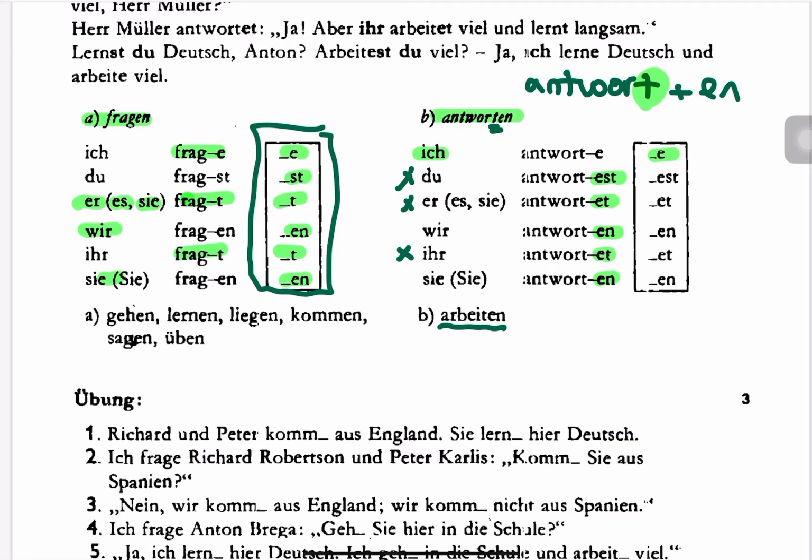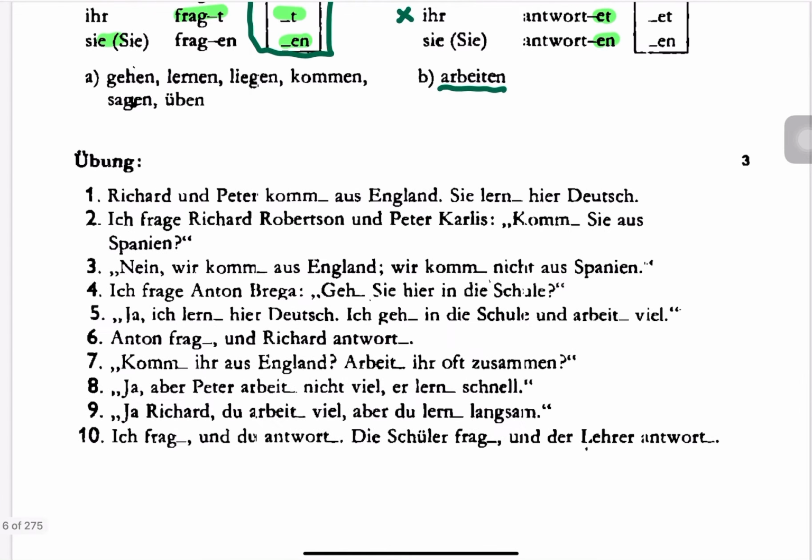Now we go to Übung. Übung is for practice. We can say also for homework, die Übung. And the plural form is die Übungen.